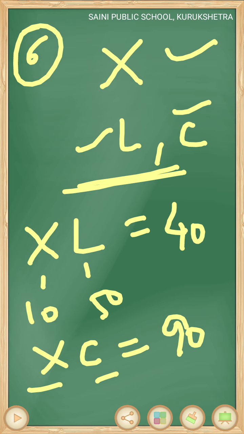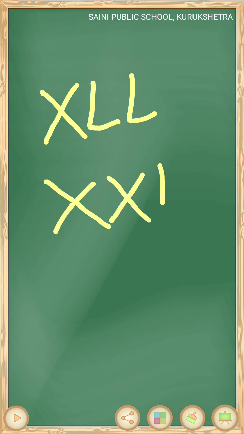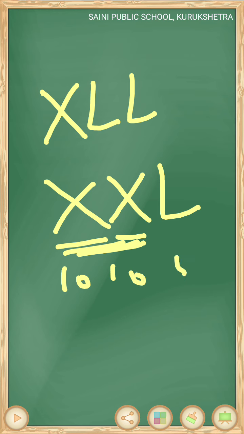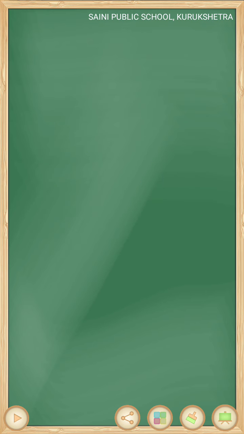We can subtract X a maximum of 1 time. We can't write like this, XLL or XXL. We can't subtract it 2 times. For example, to write 80 we can't write like this. It will become 10, 10 and 50. So it will become 50 minus 10 minus 10, 30. But this is wrong. We can't subtract it 2 times. Only 1 time.